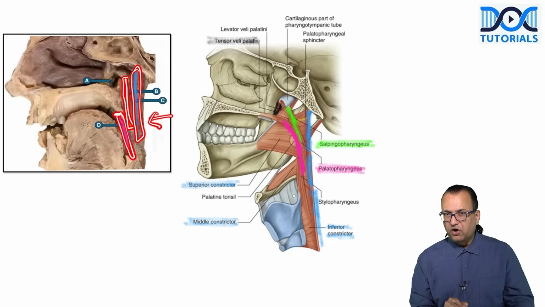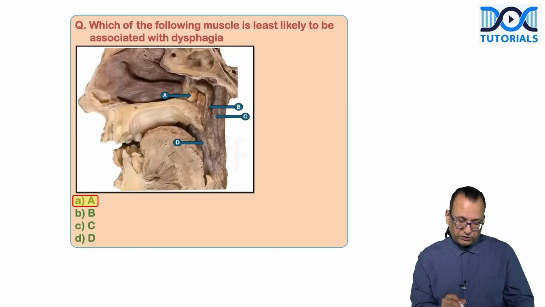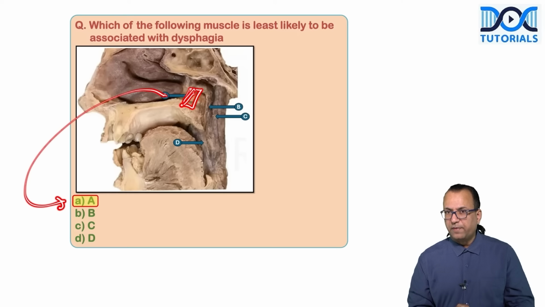And of course, if they are compromised, there will be dysphagia. That is why in this question, which of the following muscles is least likely to be associated with dysphagia, we'll take our answer as tensor veli palatini. Choice number A should remain the answer.